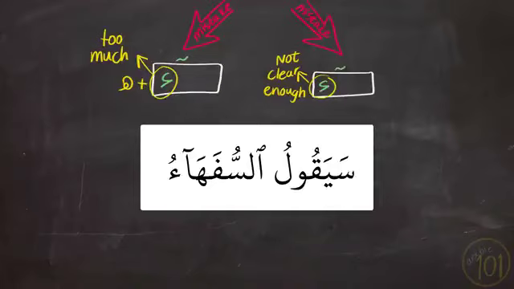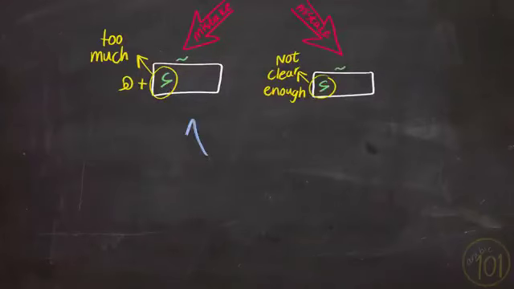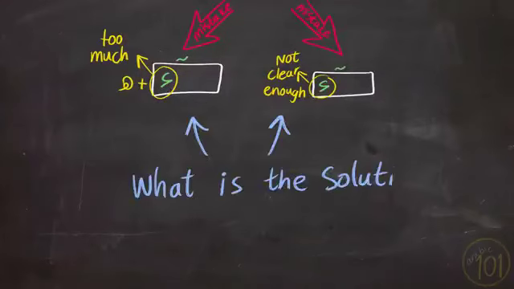What does it sound like if it is pronounced with exaggeration? أو كصيب من السماء. So as you can hear, there is a little ha that appeared after the hamza because I exaggerated the pronunciation of the hamza. This should not happen. And it should sound like this. أو كصيب من السماء. So how can we pronounce it like this? And how can we solve both of these problems?